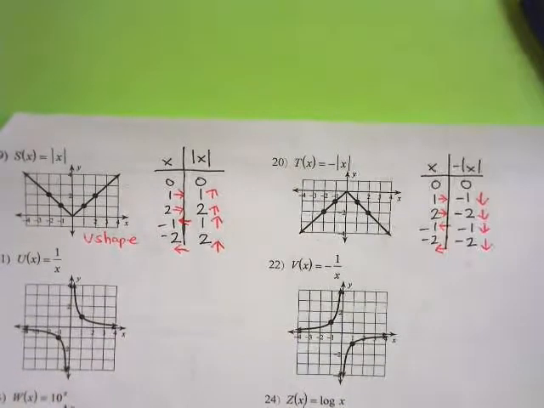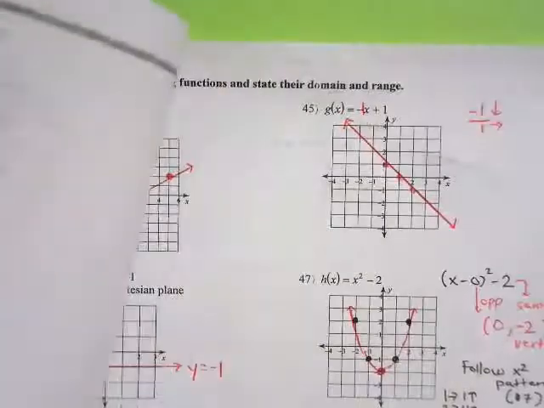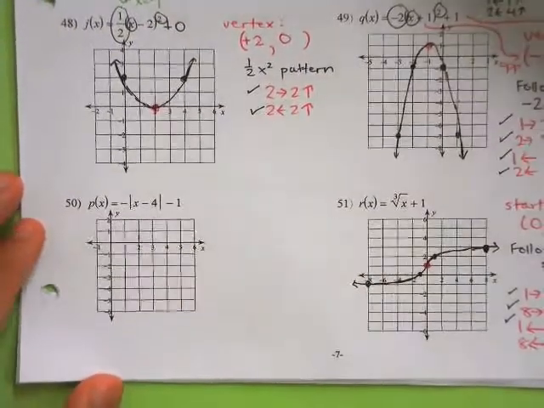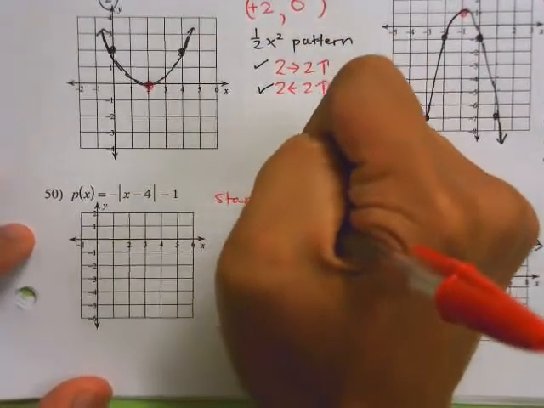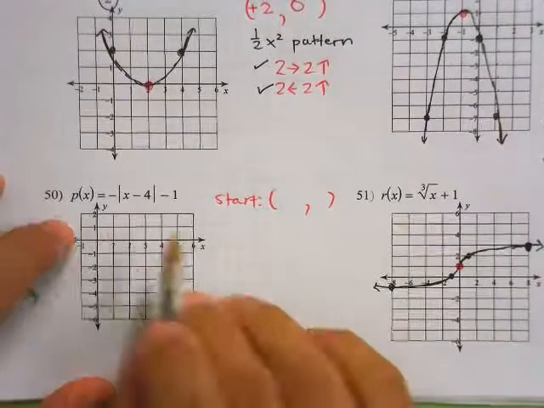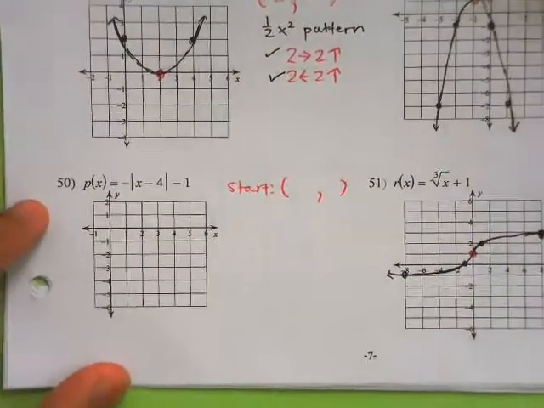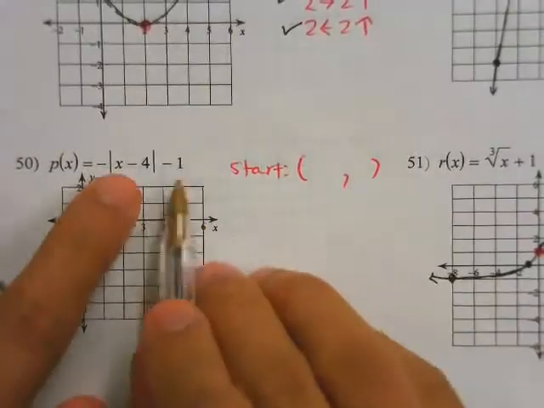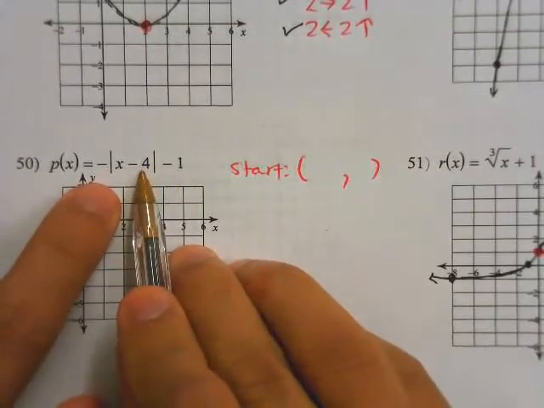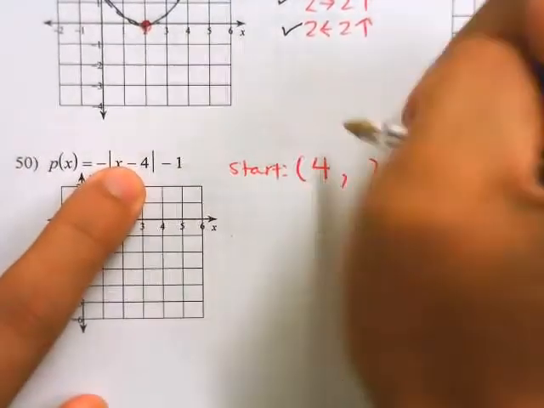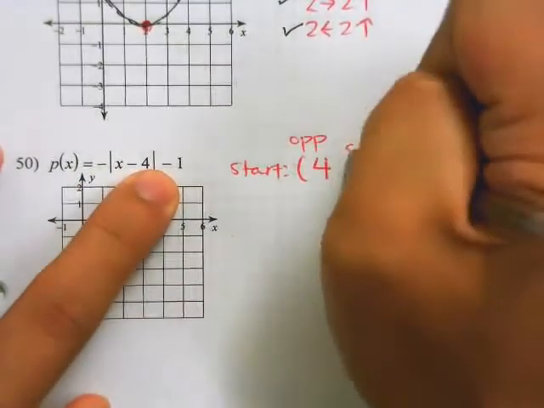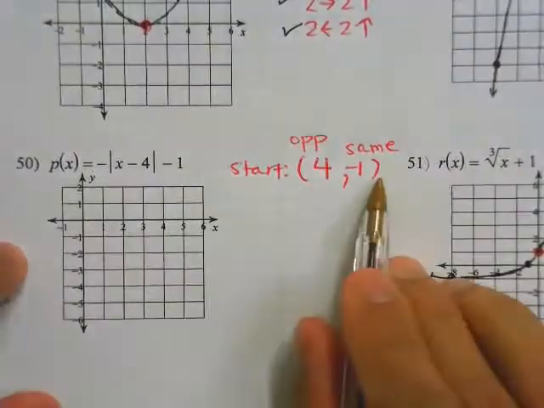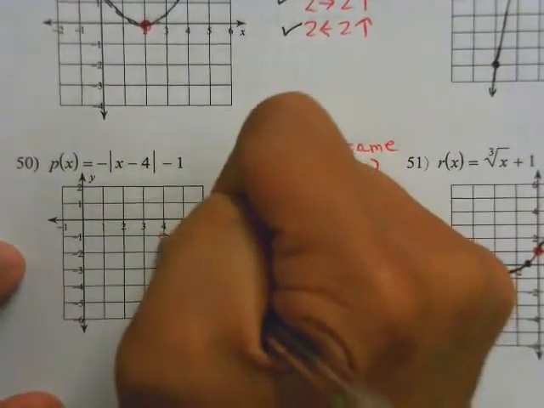Let's take a look at an example. An example would be number 50. Number 50 could be a good example over here. Let's state your starting point again so that we know where to start. Again, this negative up front does not affect the starting point. So we're going to look at these two numbers here. Remember, opposite of what you see. Negative 4, I see; positive 4, opposite. And then after that, same as is, negative 1, same. Let's start over there. 4 comma negative 1 is here.